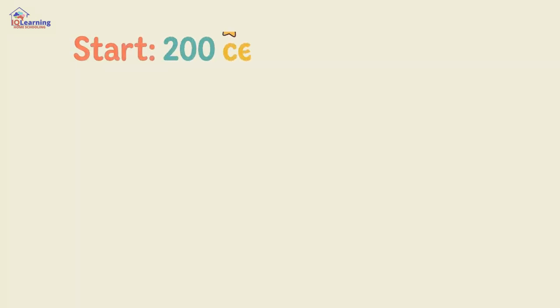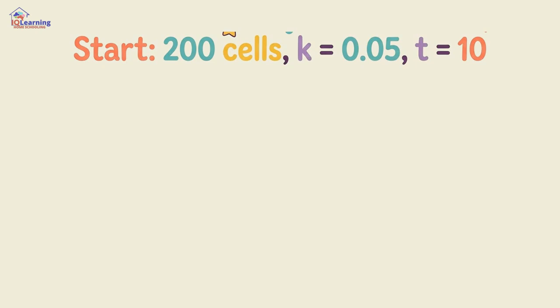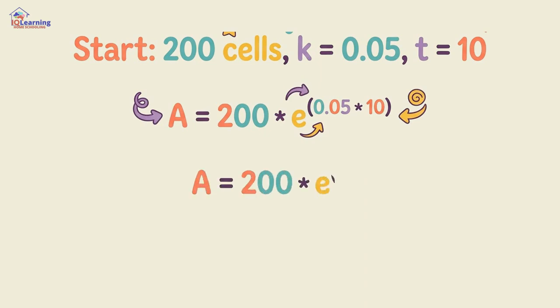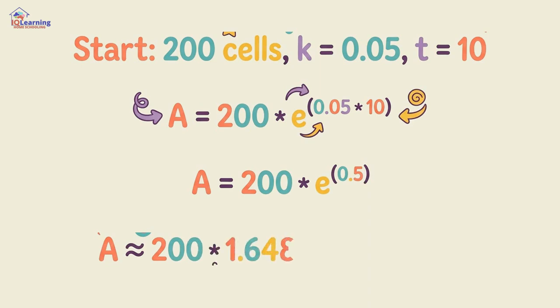For example, suppose a culture starts with 200 cells and grows at K equals 0.05 per hour for 10 hours. Plug into the formula. A equals 200 times e to the 0.05 times 10. Multiply inside the exponent first. A equals 200 times e to the 0.5. Using a calculator, e to the 0.5 is about 1.6487. Now multiply. A is about 200 times 1.6487, or about 330 cells.